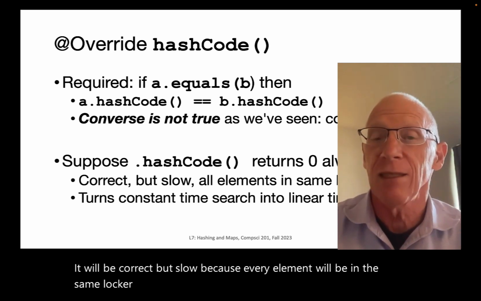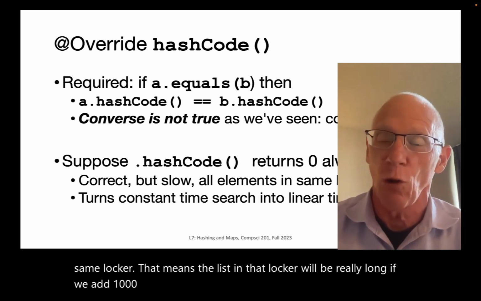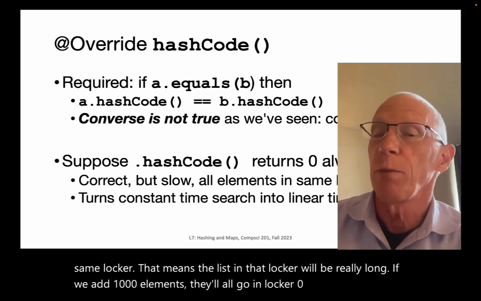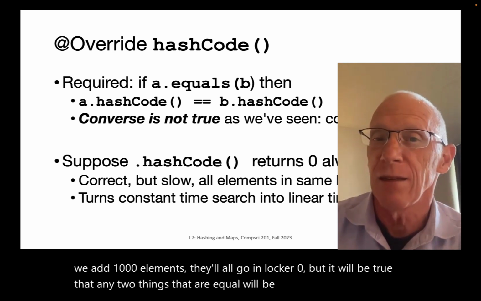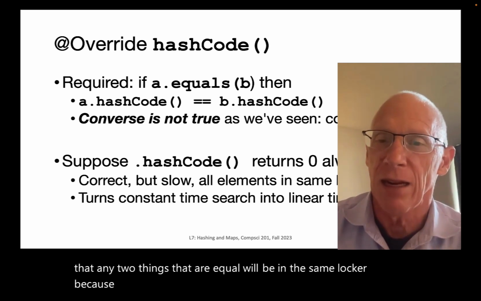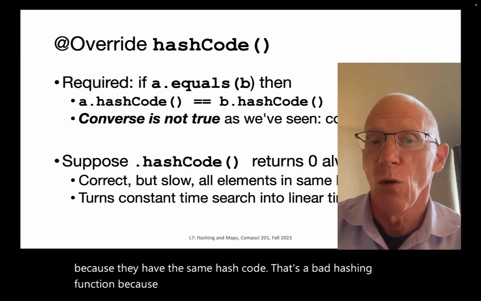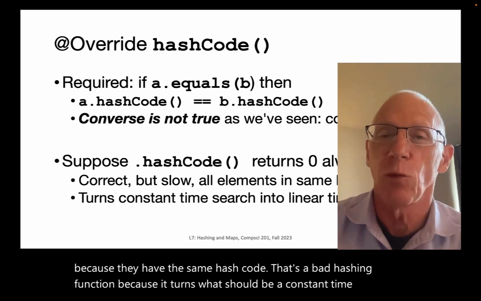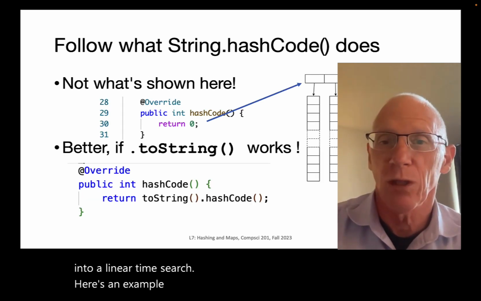That means the list in that locker will be really long. If we add 1,000 elements, they'll all go in locker 0. But it will be true that any two things that are equal will be in the same locker because they have the same hash code. That's a bad hashing function because it turns what should be a constant time search into a linear time search. Here's an example of how that works.